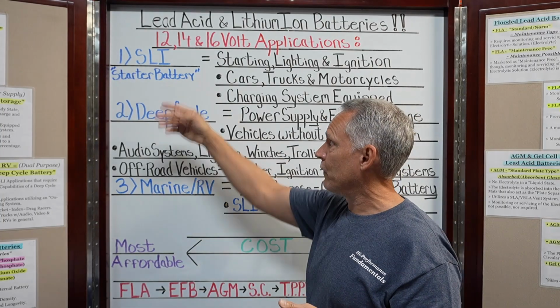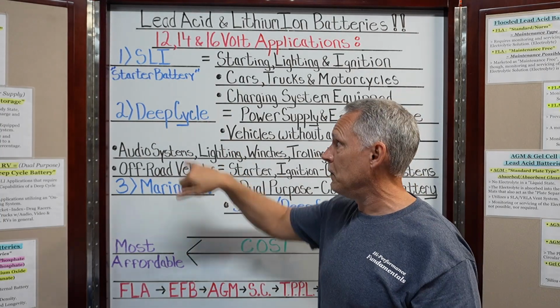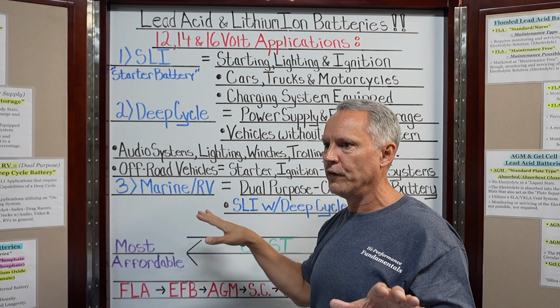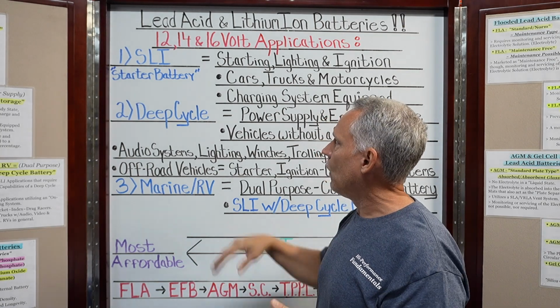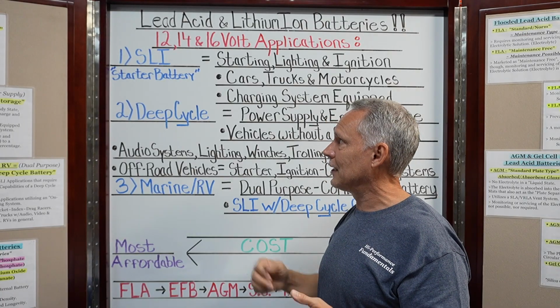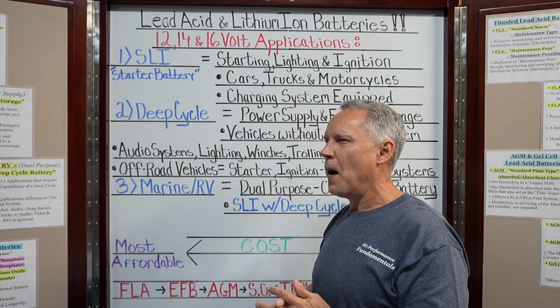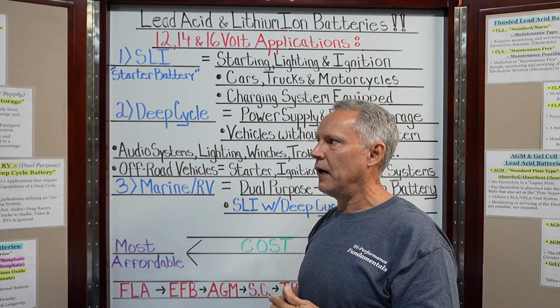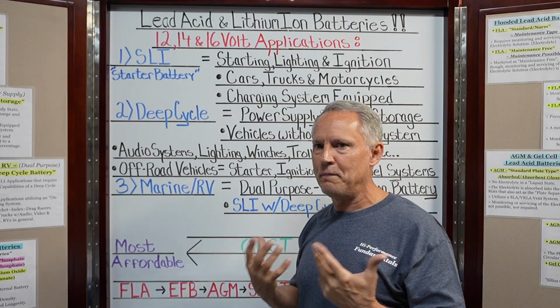You'd have an SLI battery, and then you may also have a deep cycle battery, or maybe more than one deep cycle battery to power all of your accessories. So it is possible to have that on a boat. There are certain boats, like a pleasure craft, where an SLI battery would make sense, I guess. But it's kind of rare, in my opinion.